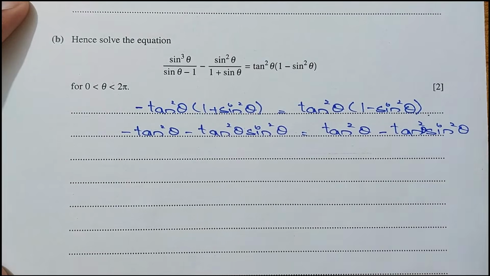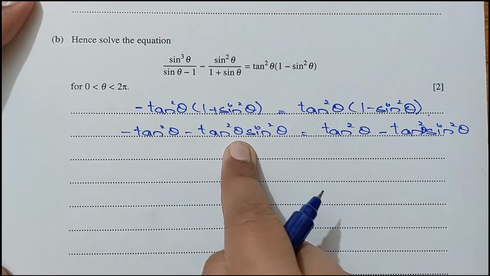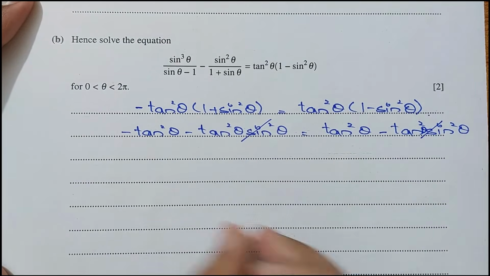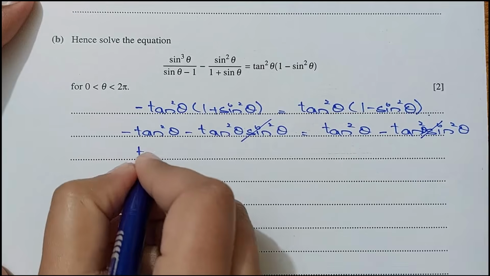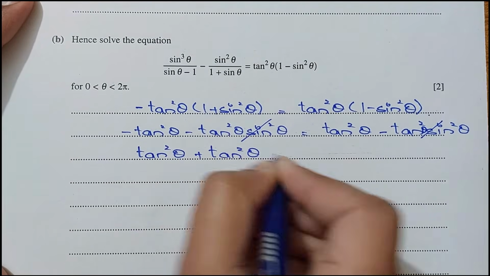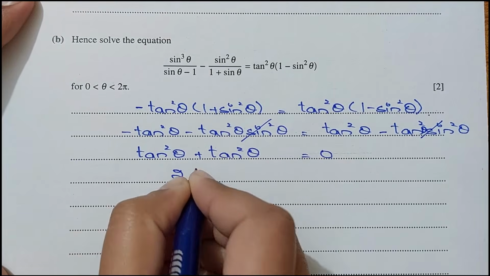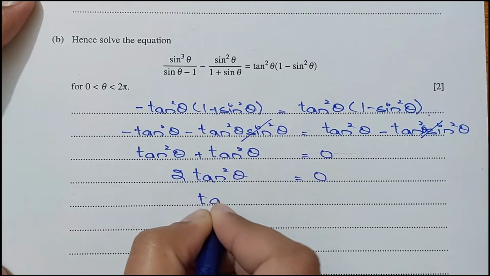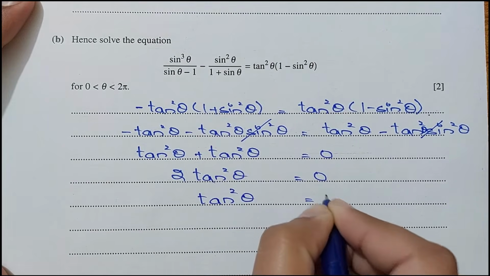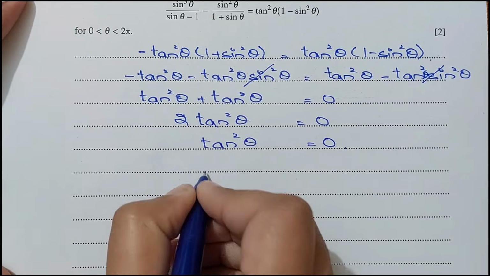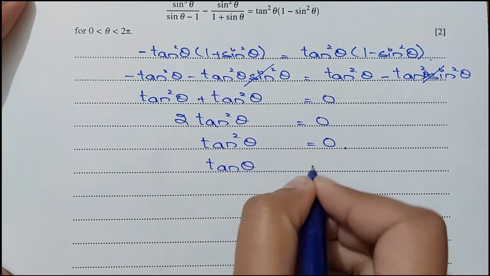Sorry, I have theta here. Okay, so minus tan square theta sine square theta and minus tan square theta sine square theta cancel. So let me shift this term to the other side. We have tan square theta plus tan square theta equals 0. 2 times tan square theta equals 0, or you can say tan square theta equals 0, right? Taking square root again, so tan theta equals 0.